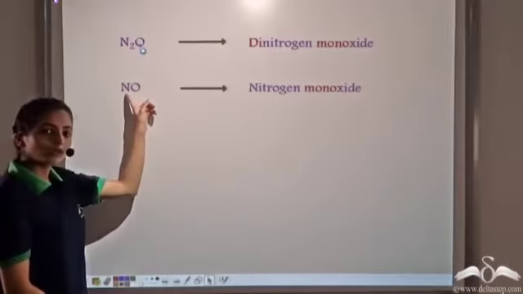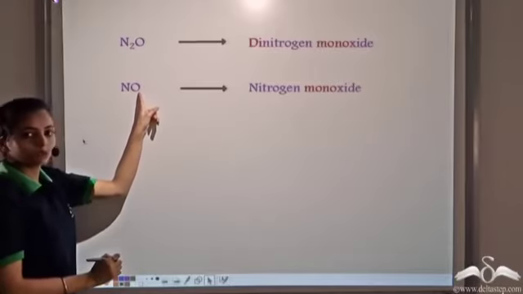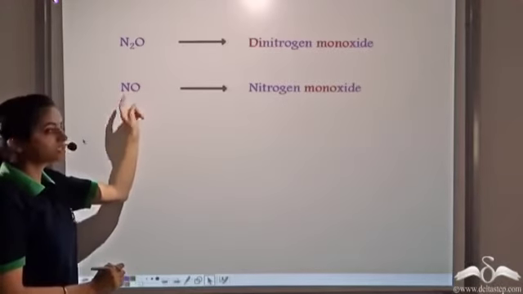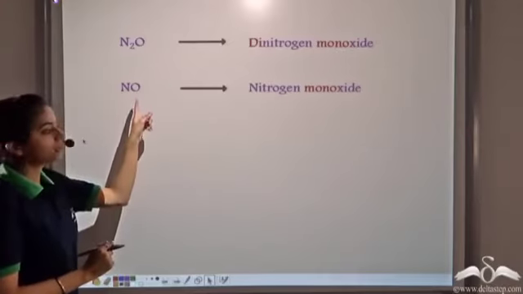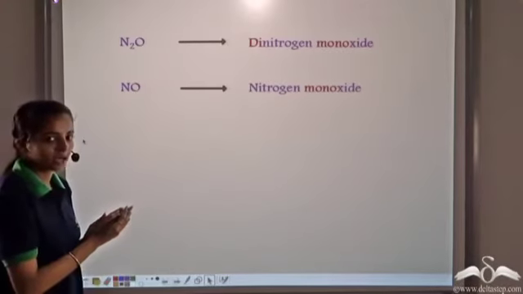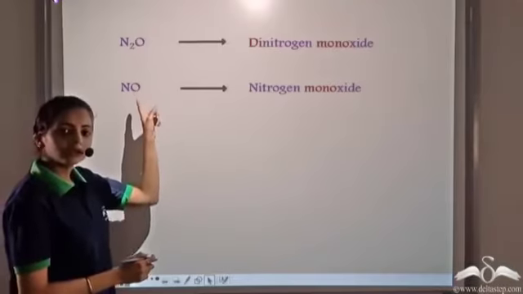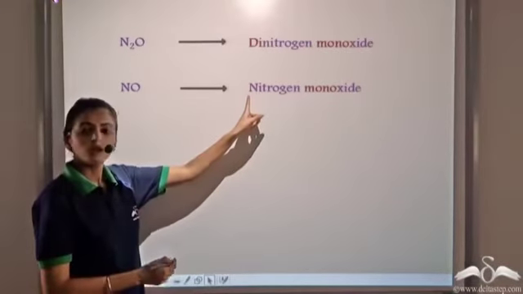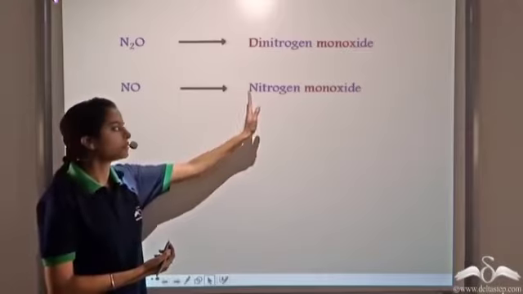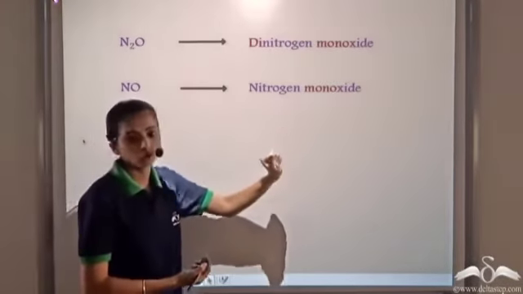Now we have NO. This shows there is one atom of nitrogen and one atom of oxygen. So when we name the first non-metal, it remains nitrogen, and for the second non-metal, the "ide" suffix is added, so it becomes oxide. When we have one atom in the first element itself, this becomes mononitrogen. But we can ignore the mono which is present for the first element. So it becomes simply nitrogen monooxide.